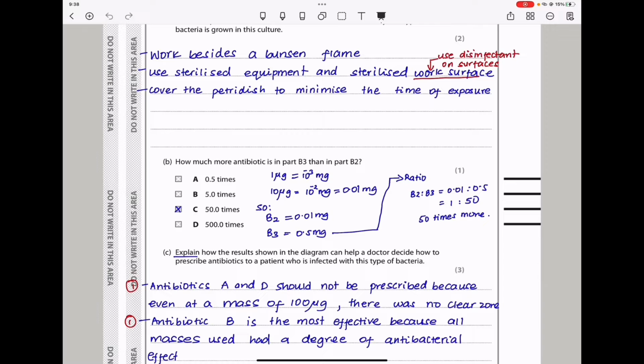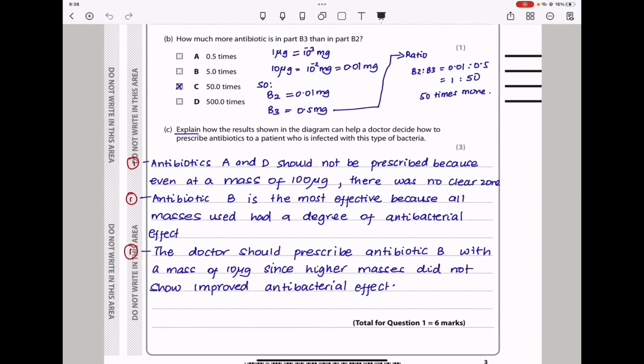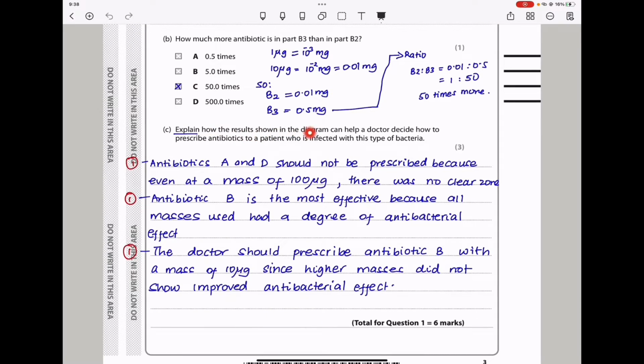So we're going to get the ratio of these two. So the ratio of B2 to B3 should be 0.01 to 0.5, which is 1 to 50. And therefore, it's going to be 50 times more. So C is the answer. In part C, explain how the results shown in the diagram can help a doctor decide how to prescribe antibiotics to a patient who is infected with this type of bacterium.